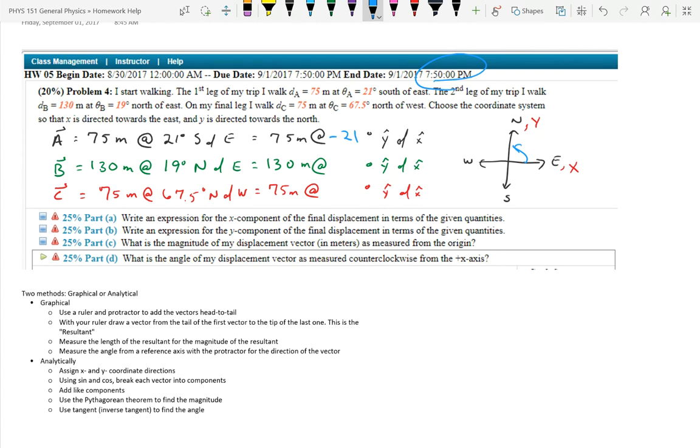B, 130 meters at 19 degrees north of east. So I start at east because that's where the "of" is, and then it goes north. So it's going to be just positive 19 degrees. And then the last one, 67.5 degrees north of west. What axis is that starting at? The negative X. Well, I want to put it in from the X-axis just because I want to get it in something standard. So to get it in my standard, if it's 67.5 degrees north of west, then how far is it from east?